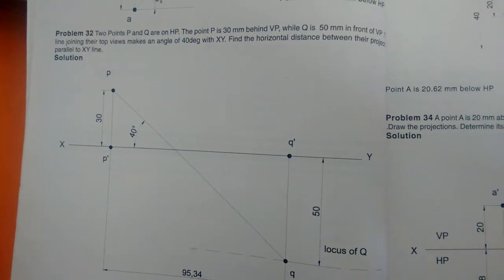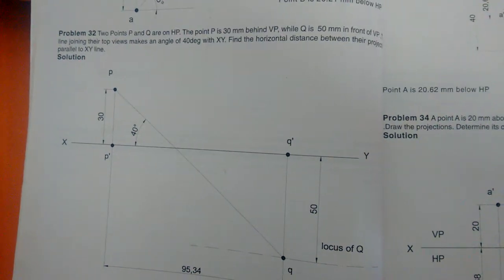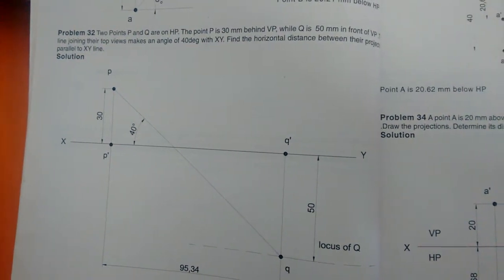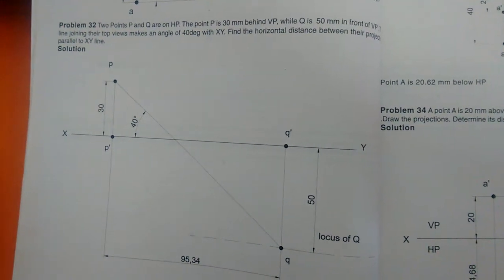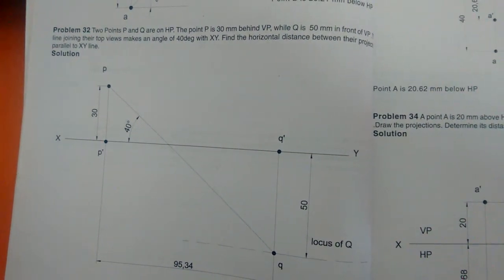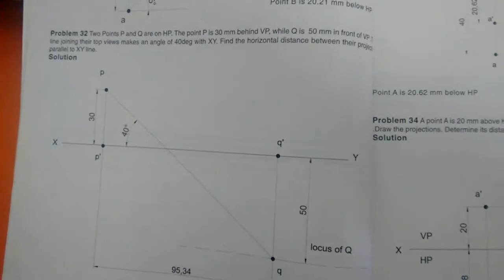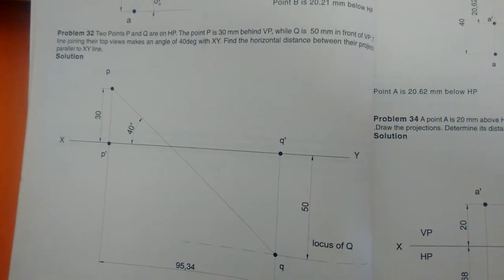For the point P, they gave that it is 30 millimeter behind VP and on HP, so that's the second quadrant. The point P is in the second quadrant. For the point Q, they gave that Q is on HP and 50 millimeter in front of VP. On HP, in front of VP, so we can consider the point Q in either the first quadrant or the fourth quadrant.